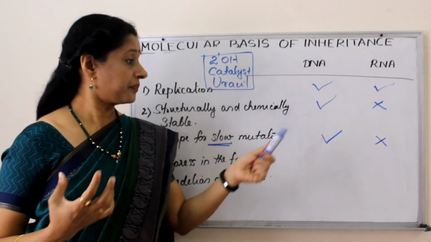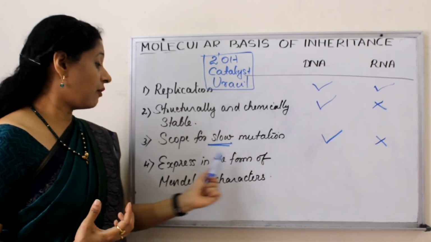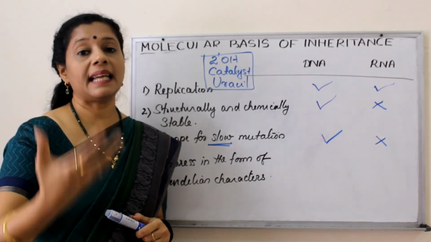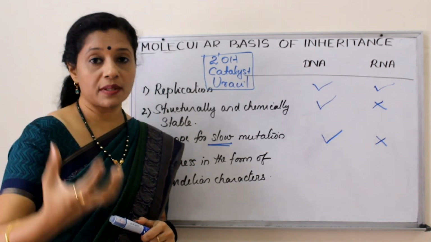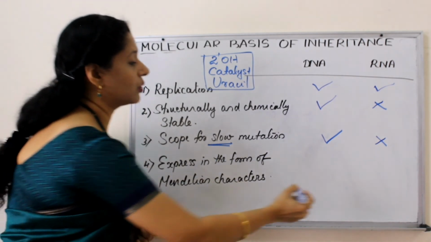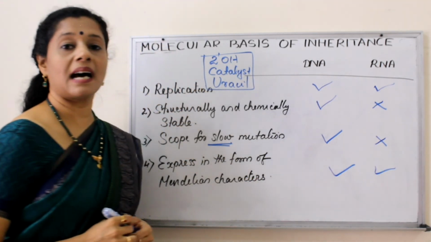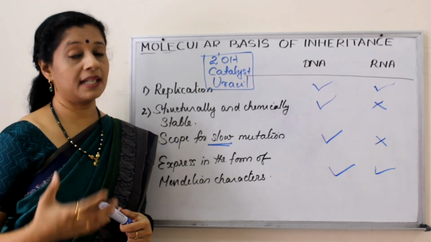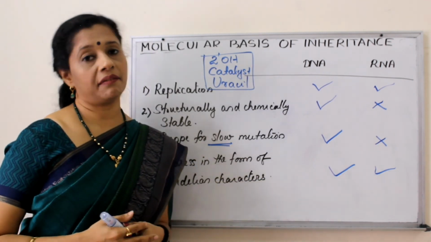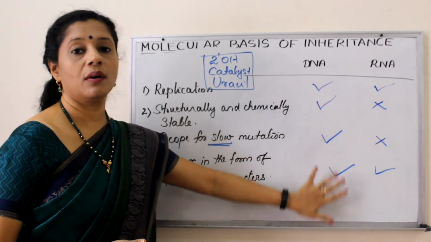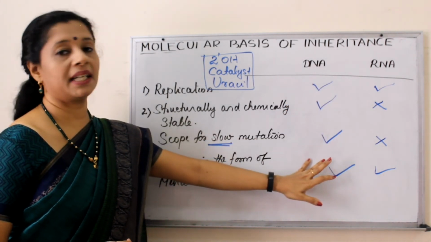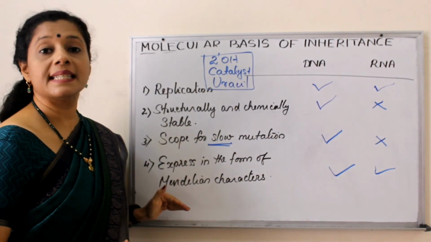And also, they should be able to express in the form of Mendelian characters. That is another quality they both should possess. Mendelian characters means they should be able to produce a protein. That is, a gene should make proteins, and protein means character. In that, both of them have the quality. Both DNA as well as RNA can make proteins and express as characters, but DNA does so at a slower rate, RNA at a faster rate. So overall, if you see which molecule has scored more points, DNA. So DNA is a better genetic material when we consider all these characteristics.